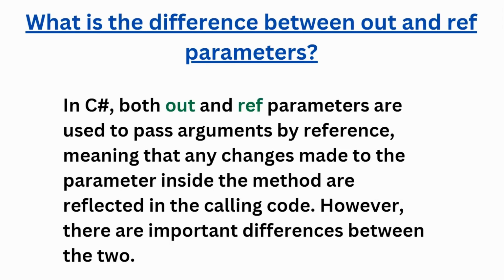What is the difference between the out and the ref parameters in C#? In C#, both the out and the ref parameters are used to pass arguments by reference, which means that any changes that are made to the parameter inside the method are reflected in the calling code. However, there are important differences between the two.